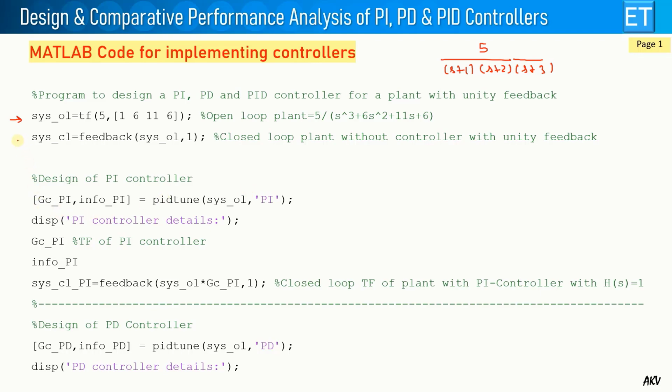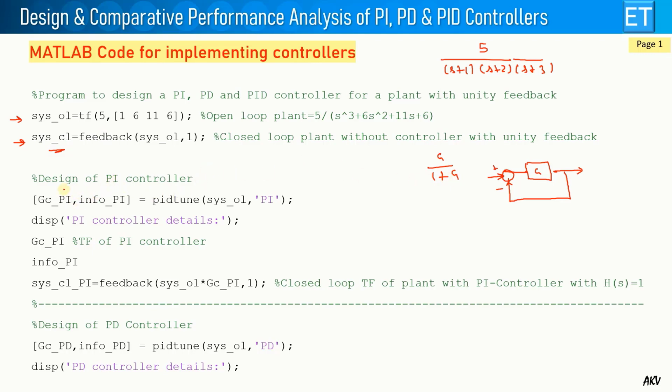And this second line is realizing the unity feedback system. So that means your plant G, and the unity feedback is given to the system, plus minus, and then the overall transfer function becomes G upon 1 plus G. So that is your sys-CL, the transfer function without controller.